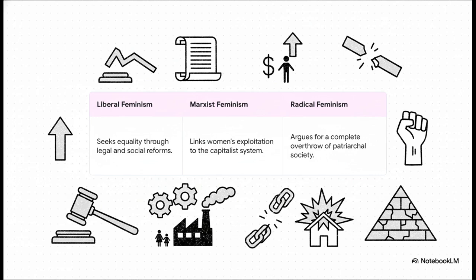Then there are the Marxist feminists. They connect everything back to capitalism. For them, the family is basically a tool that serves the capitalist system by churning out new workers and taking care of the current ones, all for free. And finally, you have radical feminists. They see patriarchy itself as the main enemy, even bigger than capitalism. They argue that you can't just reform the system. You have to completely tear it down and rebuild it from scratch to get rid of male dominance for good.